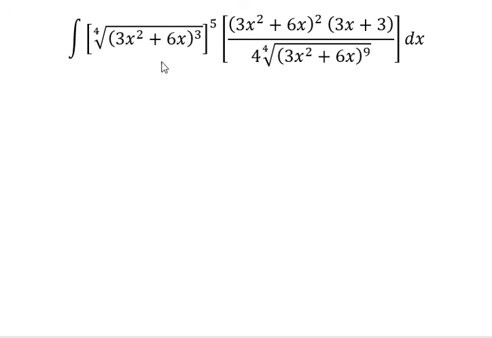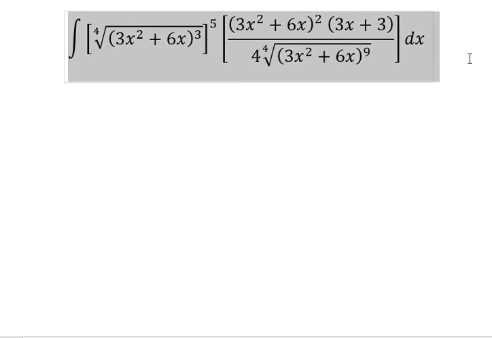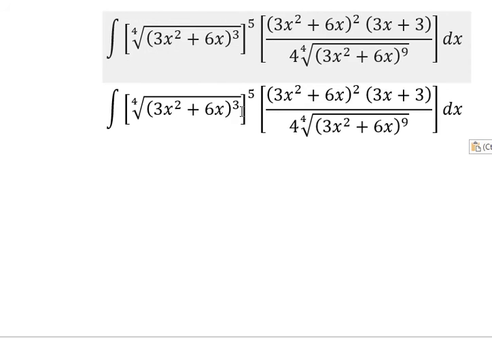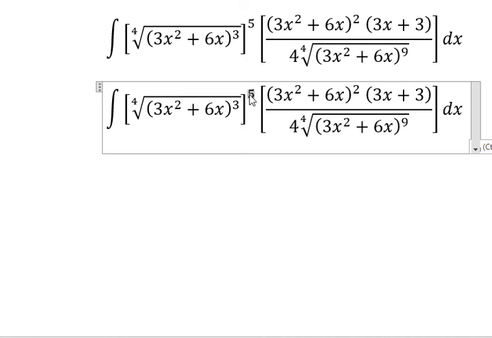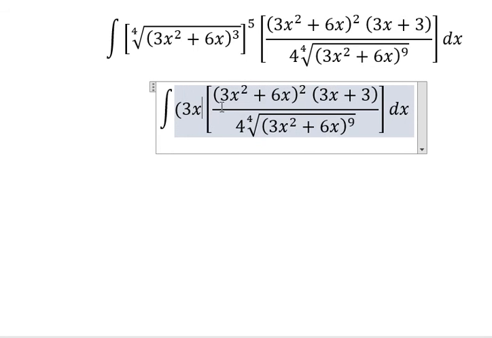The topic today is about integration. So now I will show you how to answer. This one we have number 5. This one we have number 3. This one we have the root of number 4. So in this one we can simplify like this.